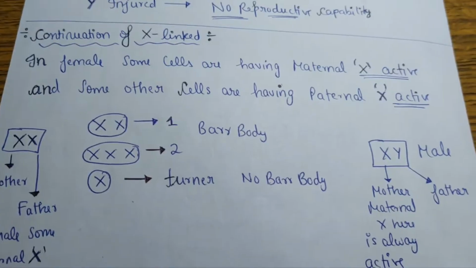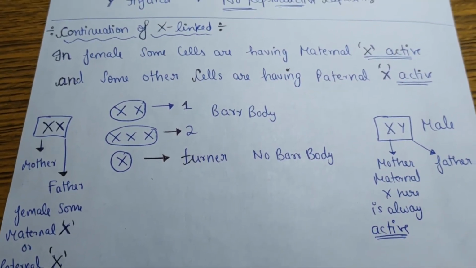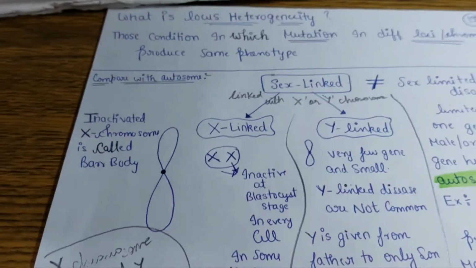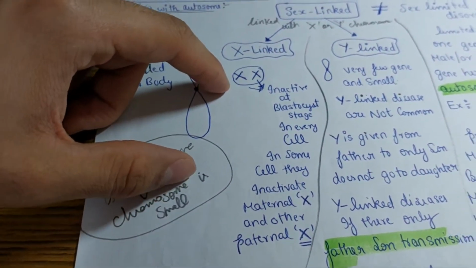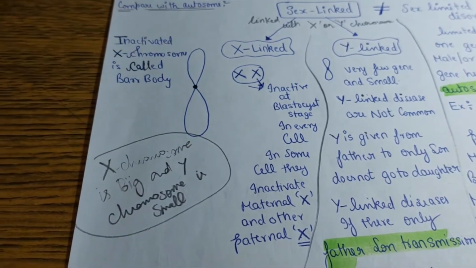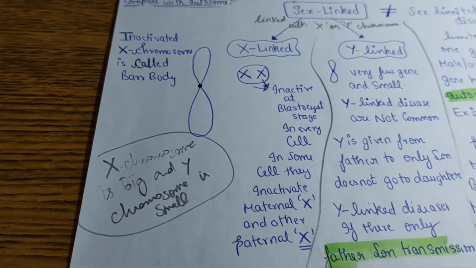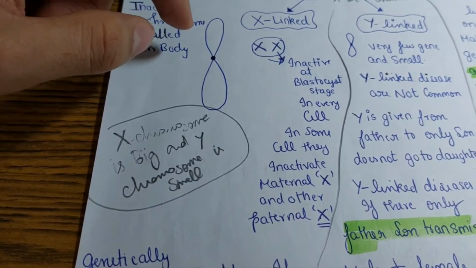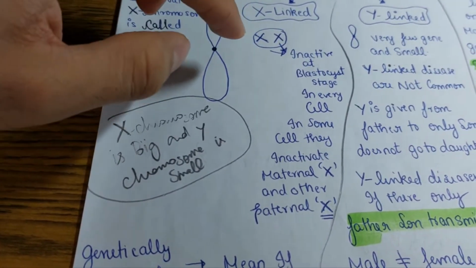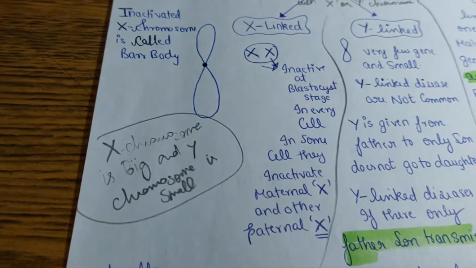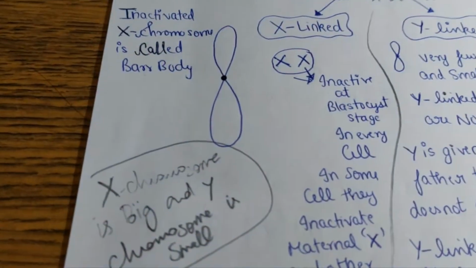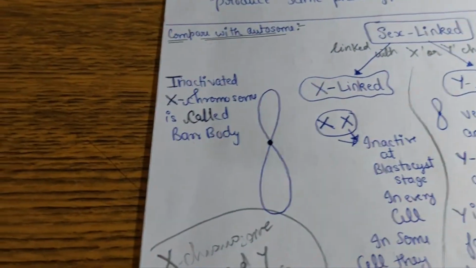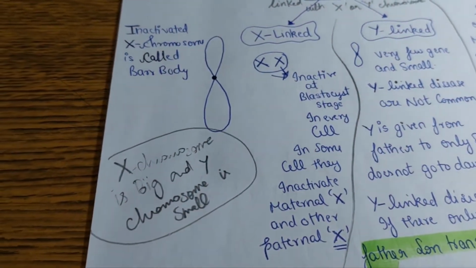Now we are going to discuss X-linked disorders. In females we have two X chromosomes, one paternal X and one maternal X. At the blastocyst stage, the females will randomly inactivate the paternal X chromosome in some cells, and in other cells they will randomly inactivate the maternal X chromosome. The inactivated X chromosome is called a bar body. So females will have one bar body in each cell.